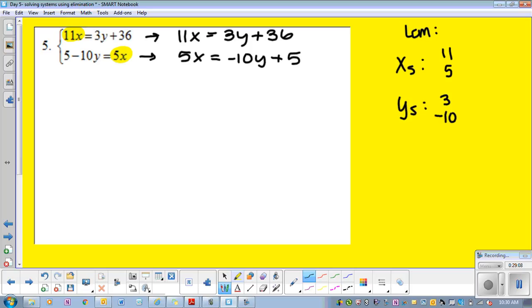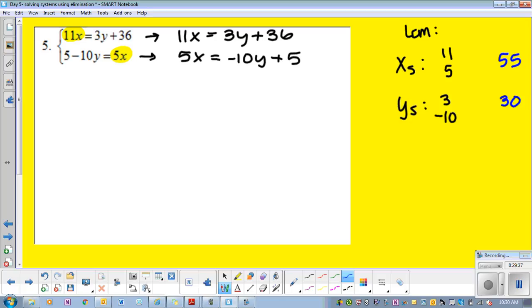I'm going to tell you which one I want to go with. I got a 55 for that. 11 and 5. You got 55 for your x's? Okay. How about for your y's? 30? I want to know what you guys think. Which one should we do so that we save ourselves even one little step? Should we go with the x's or the y's?